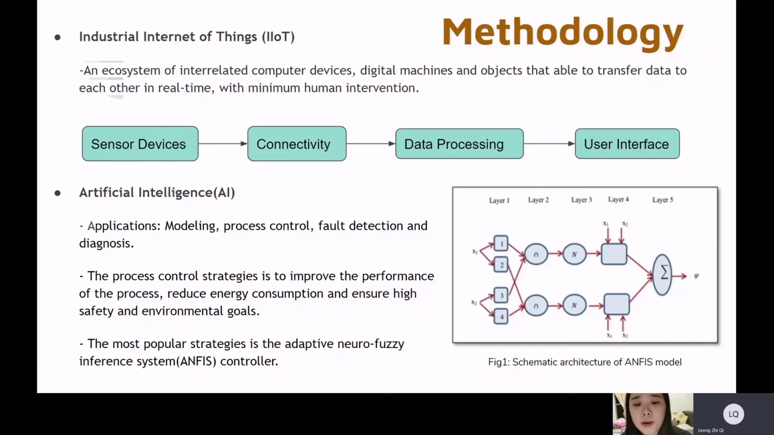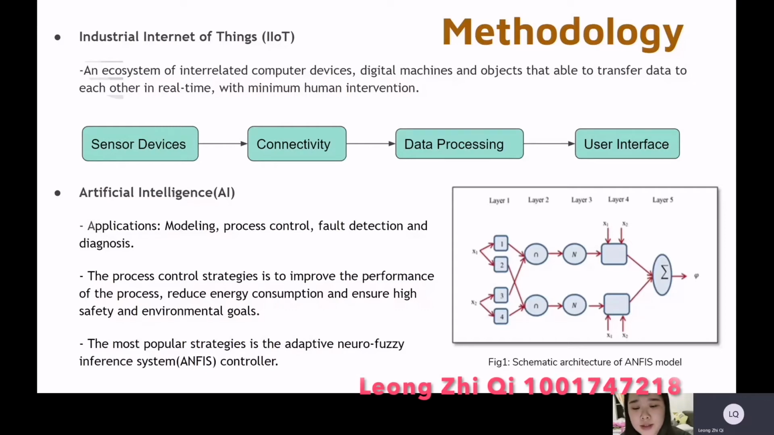And now, let's talk about the methodology. There are two common technologies that are widely used in the chemical industry, which are IoT and AI. IoT is the Industrial Internet of Things. It's an ecosystem of interrelated computer devices, digital machines, and objects that are able to transfer data to each other in real time with minimal human intervention. The working mechanism of IoT is shown in the slide.